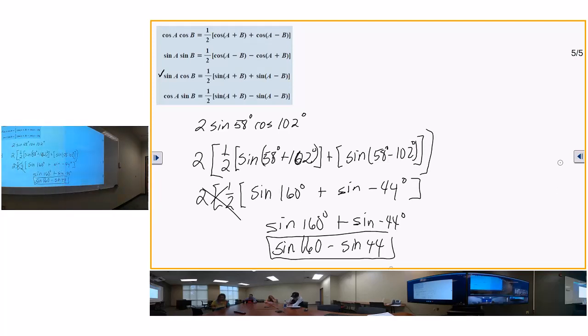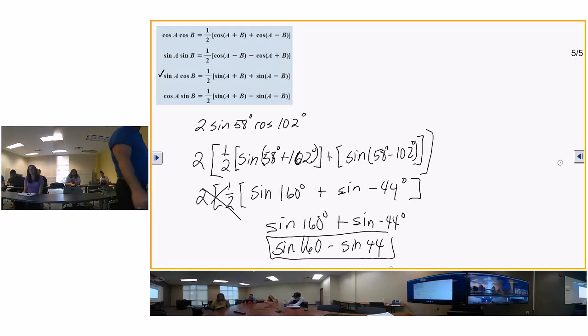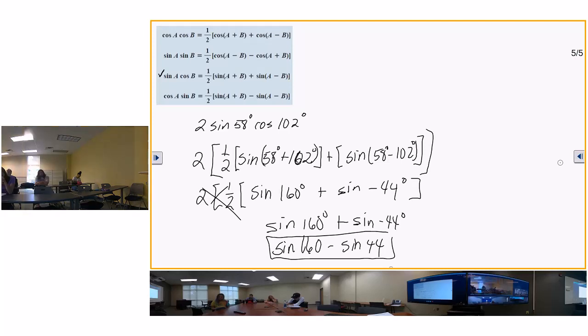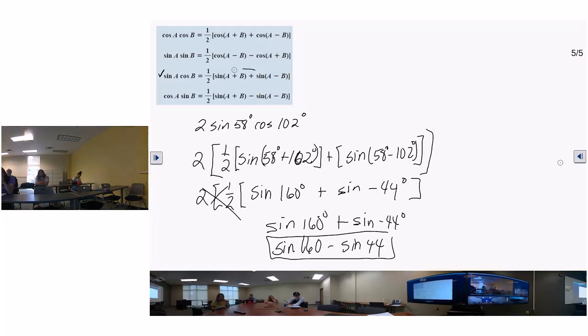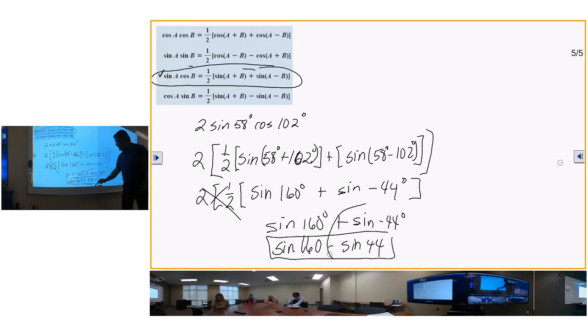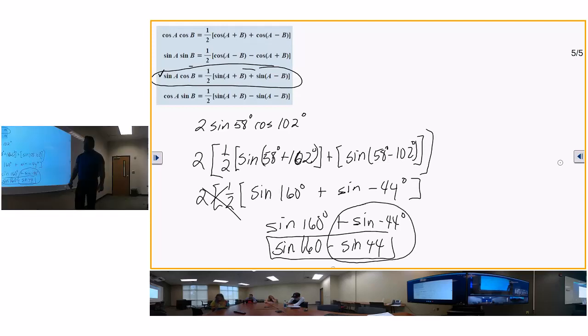So on this problem, you didn't even use any algebra hardly. You only used nothing but plugging and chugging. The only new stuff that you used was plugging and chugging into this formula, and you used the negative identity right here. You put the negative out front.